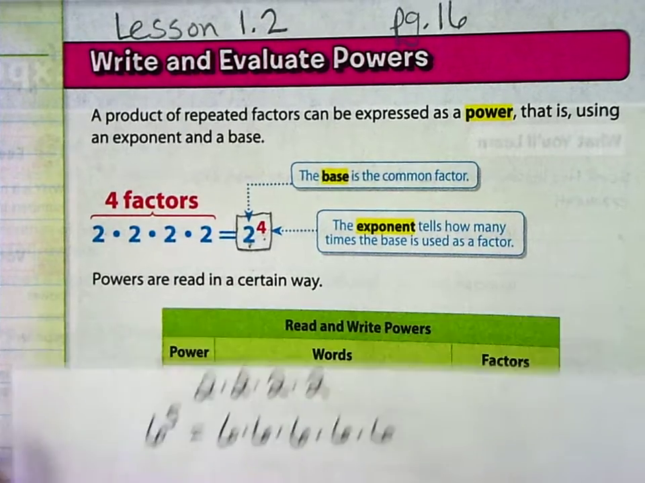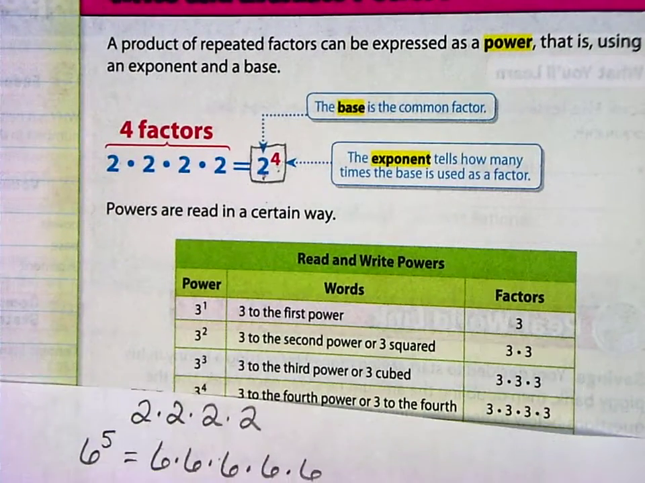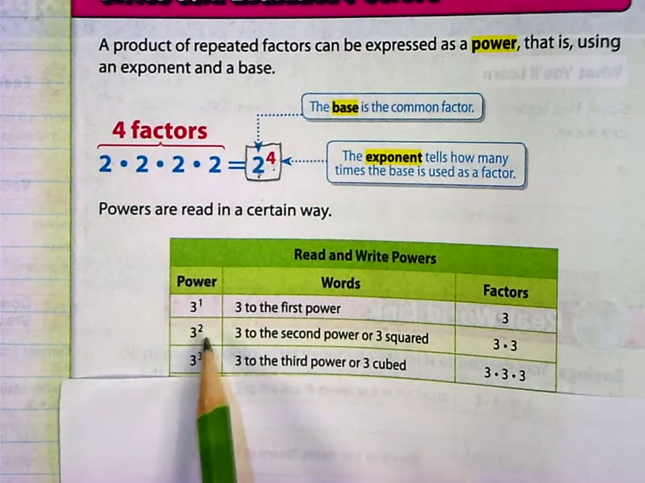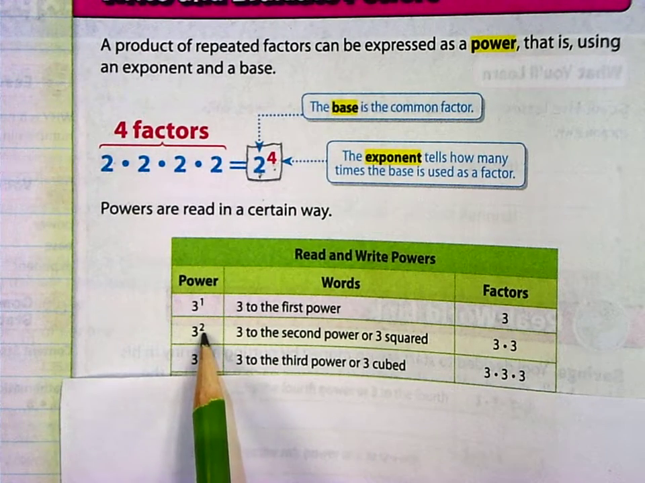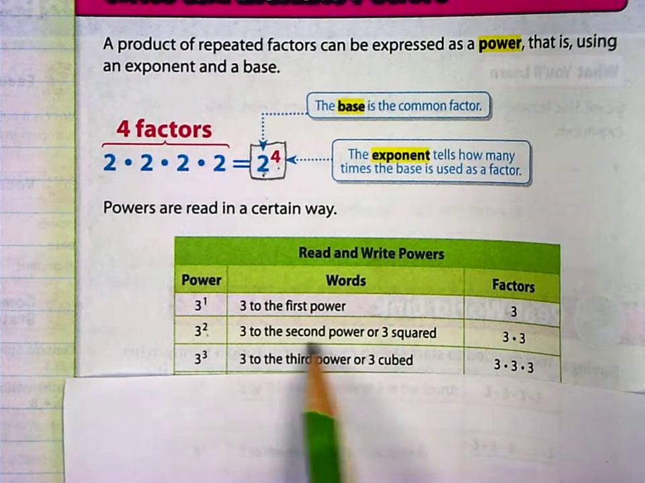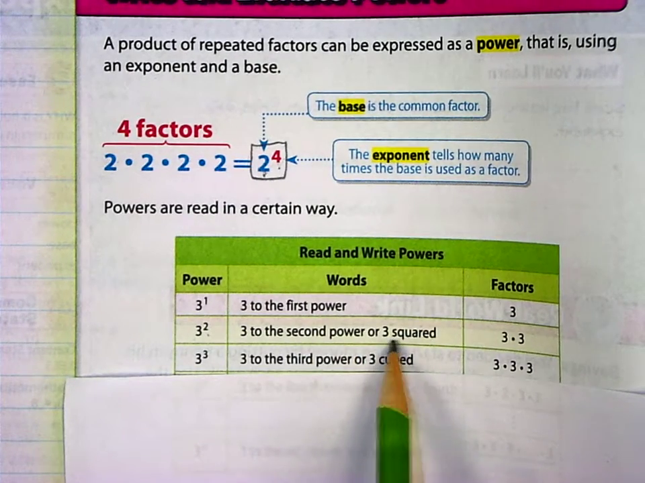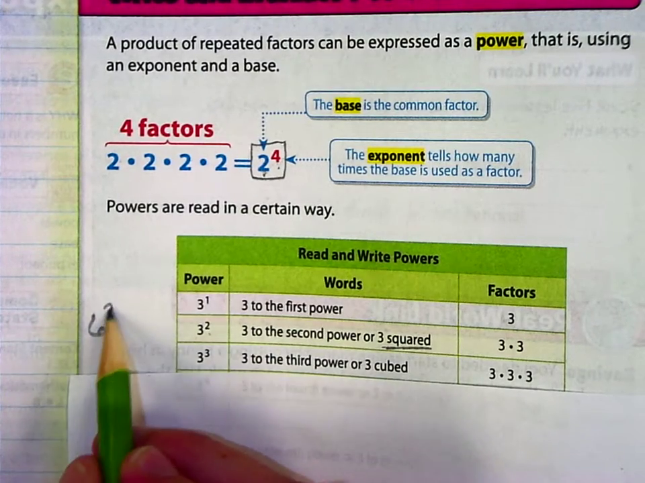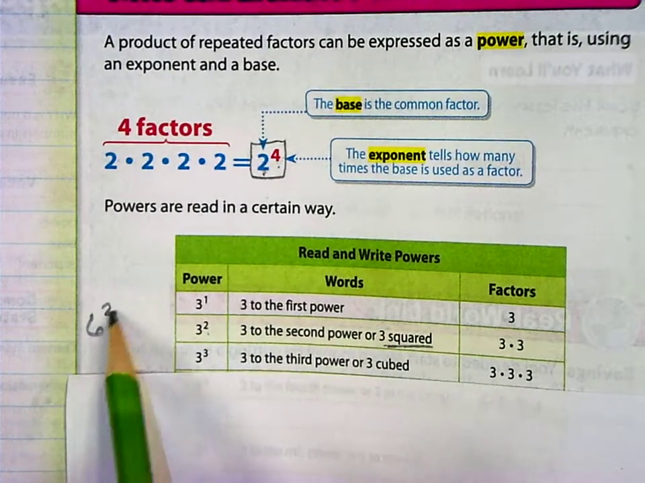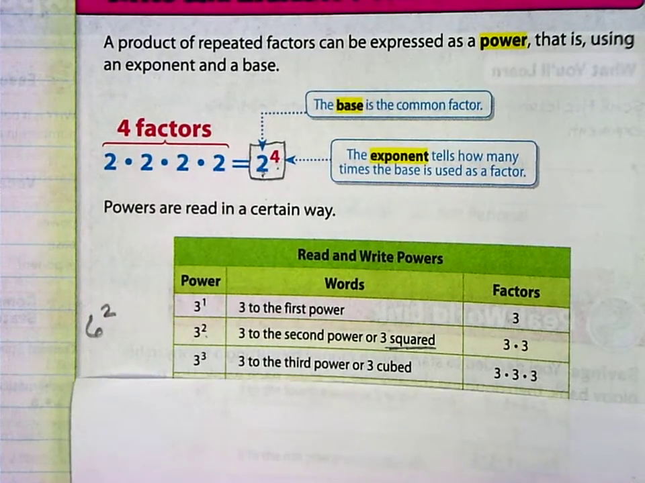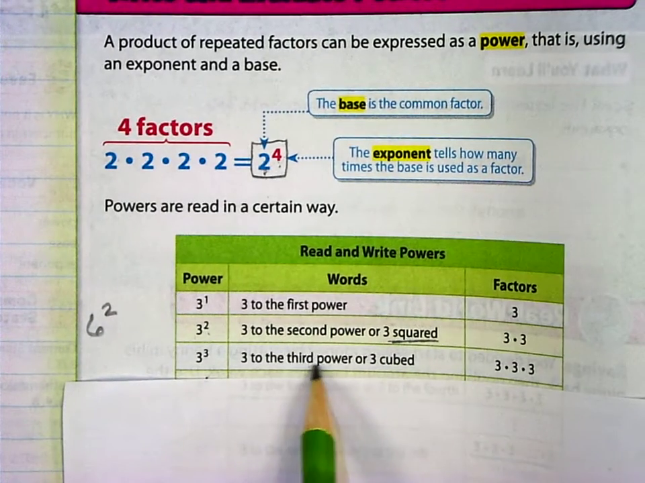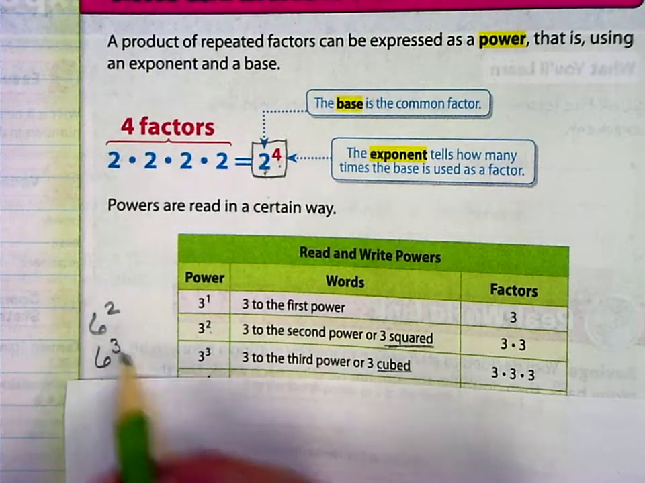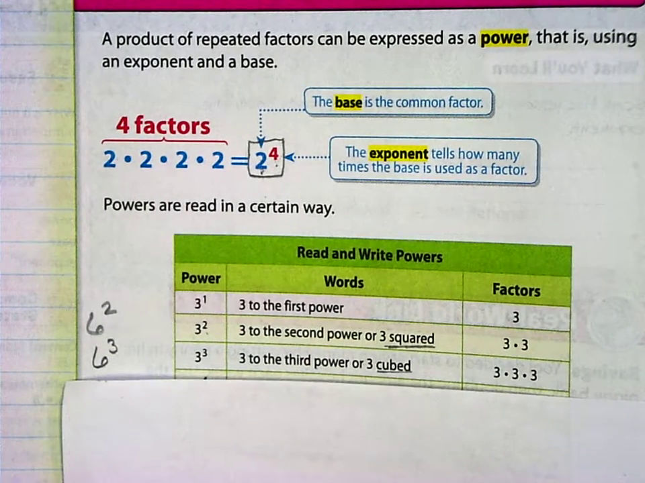Okay, powers are read a certain way, so let's take a look at a couple of these. So 3 to the 2nd power, or anything to the 2nd power, we can say is squared. For example, 6 to the 2nd power, we could say is 6 squared. Okay, anything to the 3rd power we can say is cubed. For example, 6 to the 3rd power, we could say is 6 cubed.